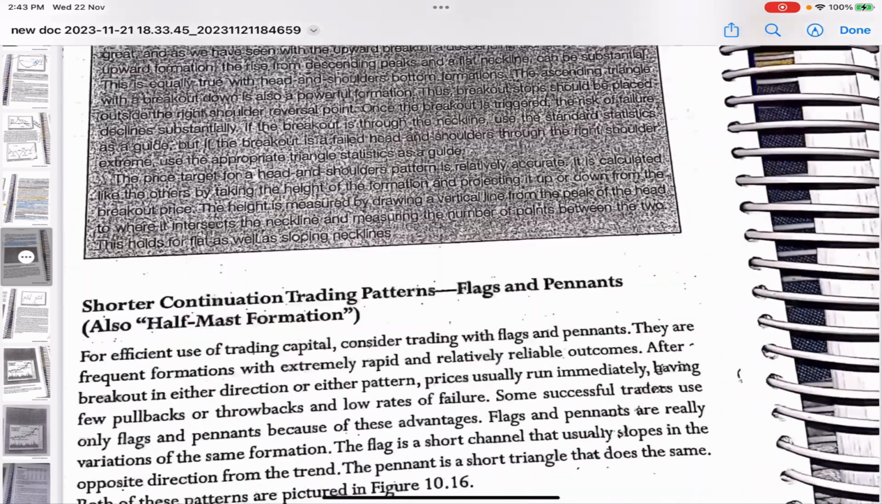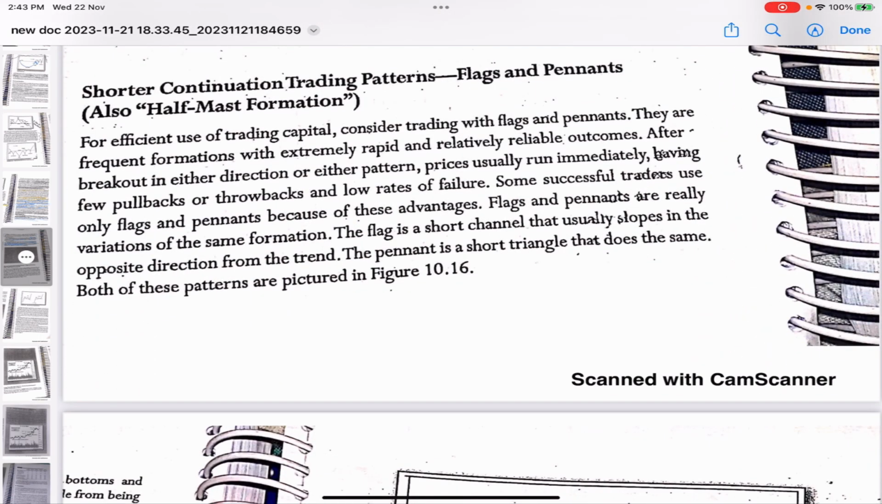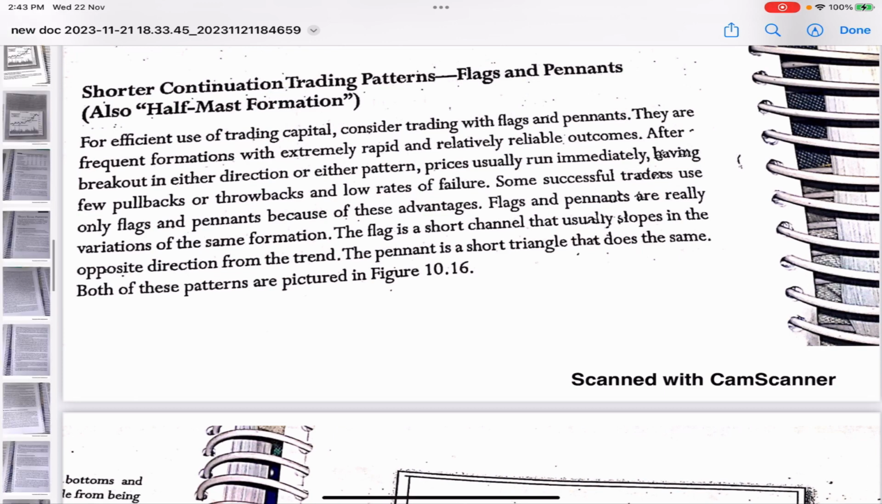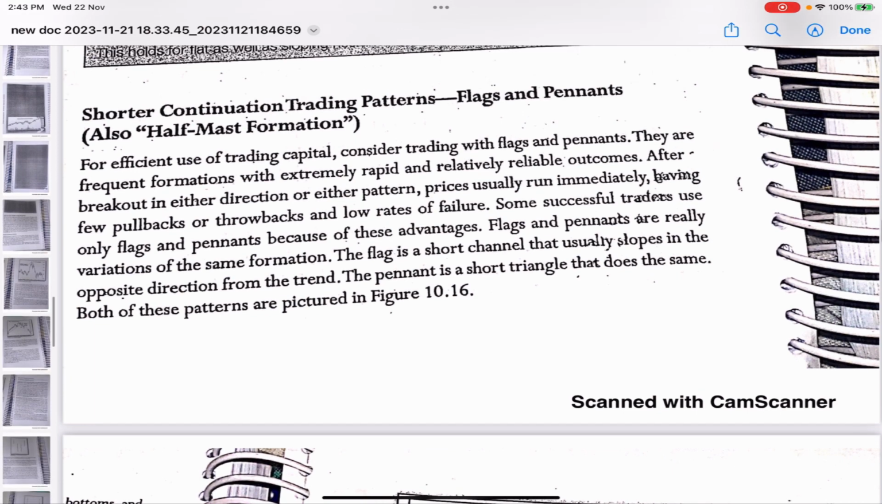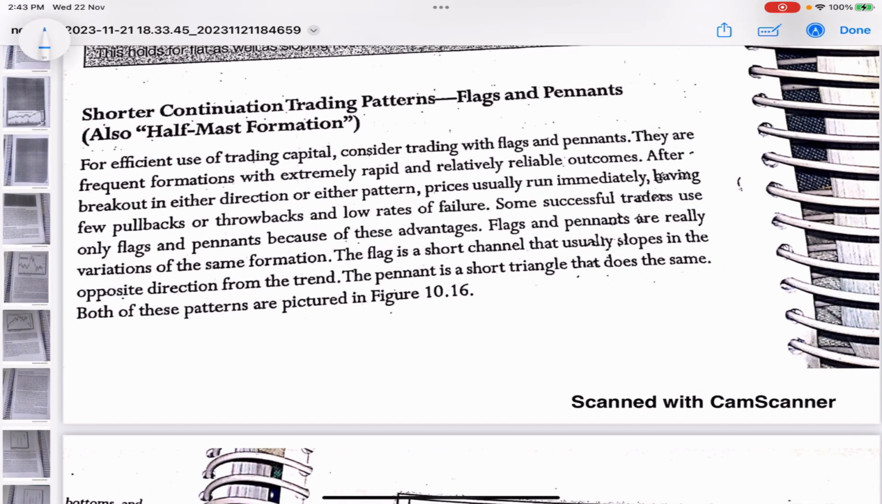Okay, that's it. Now we come to shorter continuation patterns, and that is the flags and pennants. Flags and pennants also have a very famous name, and they are known as half mast formation. Do not forget this, because this is extremely important. Half mast formation. Flags and pennants are also known as half mast formation. Okay, so let's talk about flag and pennant. It's also known as flag and pole. I don't think that would be given in the exam, but it would be given as flag and pennants only.